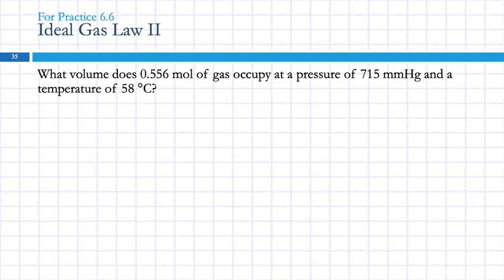Let's do another one. What volume does 0.556 moles of gas occupy at a pressure of 715 millimeters of mercury and a temperature of 58 degrees Celsius? Well, again, we read the question, we highlight the numbers. And then I'm going to highlight the question. What volume? Now I'm going to take those numbers with their units and write them down. 0.556 moles, 715 millimeters of mercury, 58 degrees Celsius.